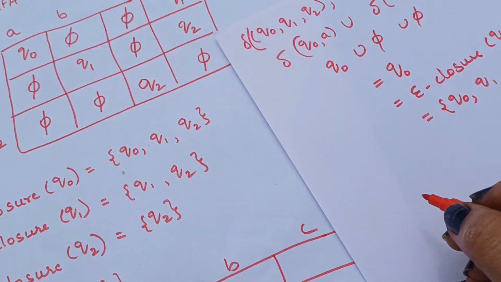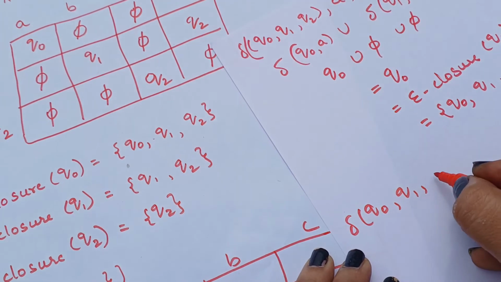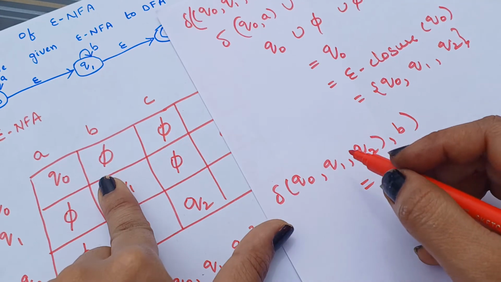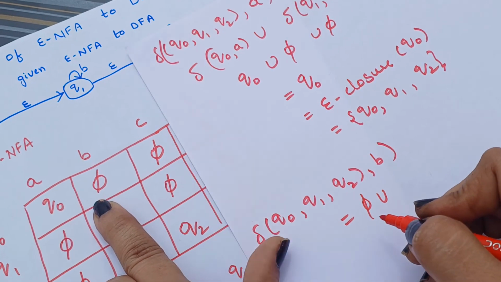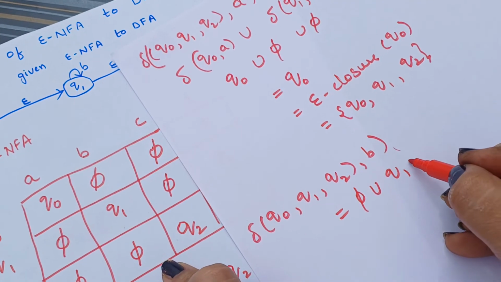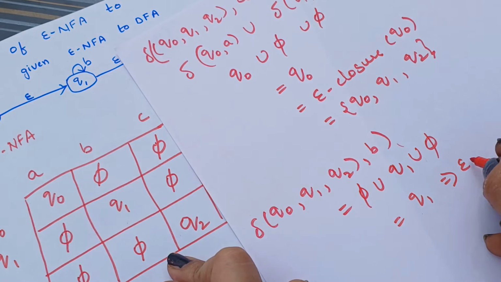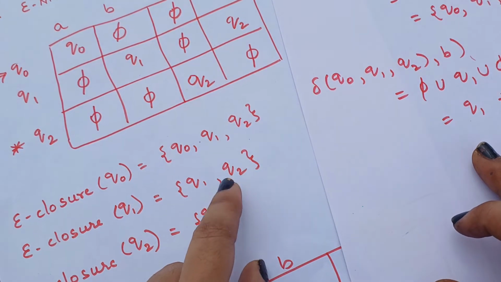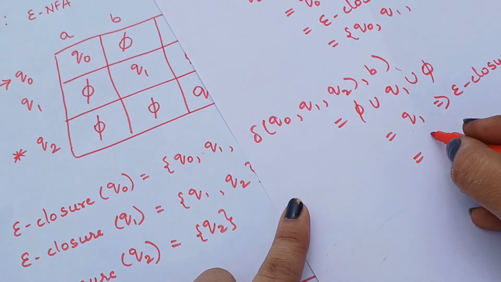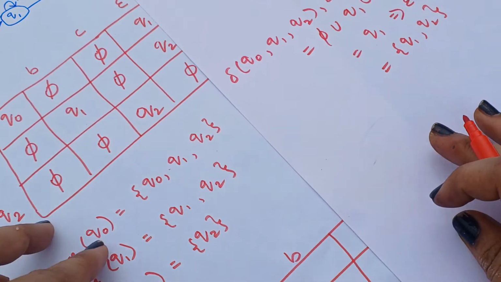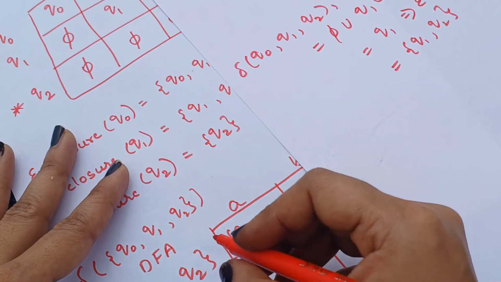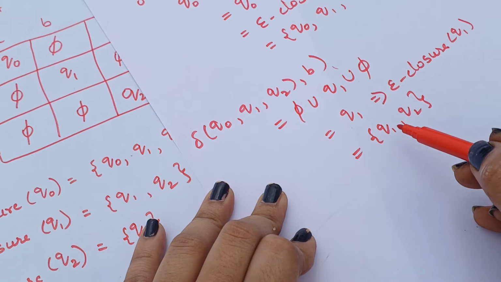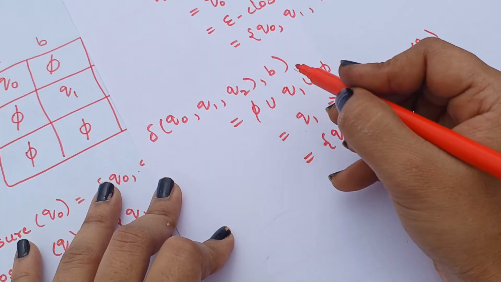Similarly, we have to find for B and C. So delta transition of Q0, Q1, Q2 on B. What value will we get? Q0 on B is phi, union Q1 on B is Q1, Q2 on B is phi, union phi. So Q1 we will get. The epsilon closure of Q1 is Q1 comma Q2. So here we can say on A it is going to Q0, Q1, Q2. On B it is going to Q1, Q2.